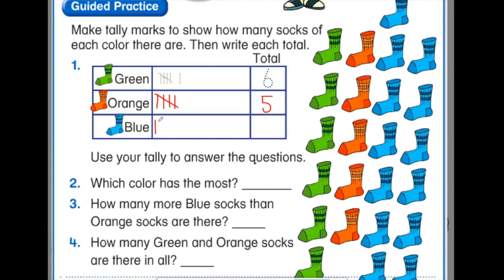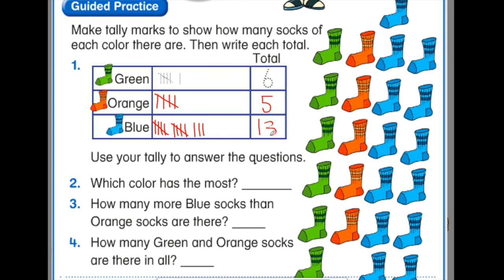We have 1, 2, 3, 4. Close the gate at 5. Keep going. 6, 7, 8, 9. Close the gate at 10. Keep going. 11, 12, 13 blue socks. So we have a total of 13.